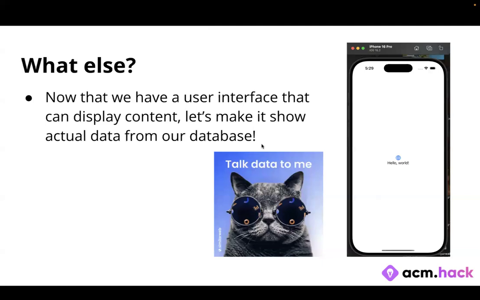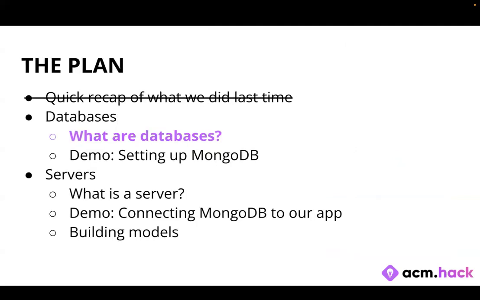It was a lot for a quick recap, and the good news or the bad news, depending on how you think about it, is that we need more than what we have learned in the last session. Because now that we have a user interface that can display content, we also want it to show actual data from our database. Basically, if we're building our Brewing Eats app, we want it to show actual restaurant data, actual review data that's stored in our database, and that will require more knowledge in that aspect. And I think Kian from now on is going to talk a little bit about databases, and I will see you guys in a bit when it comes to setting up the MongoDB.